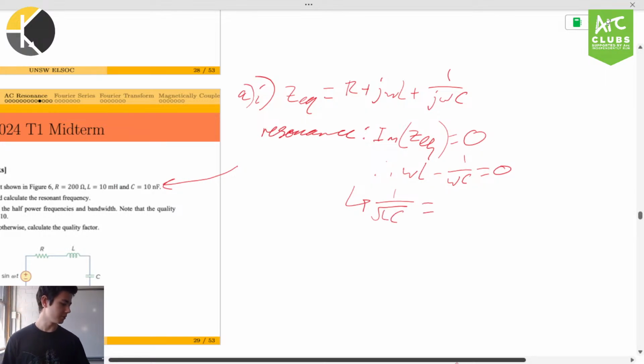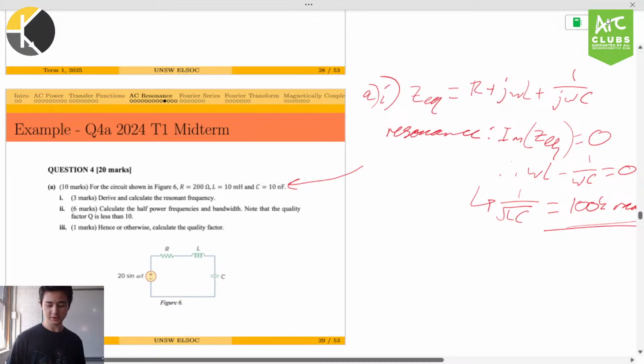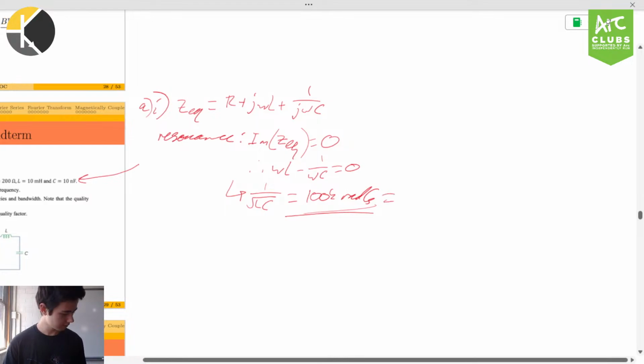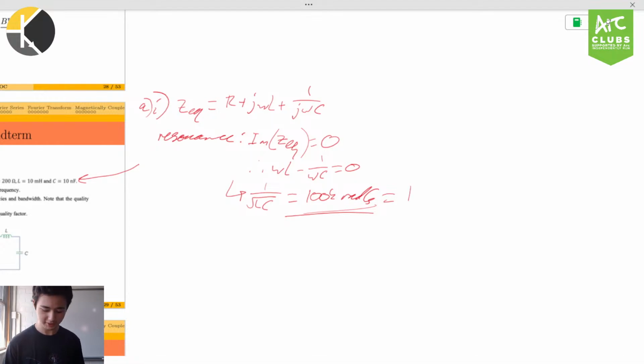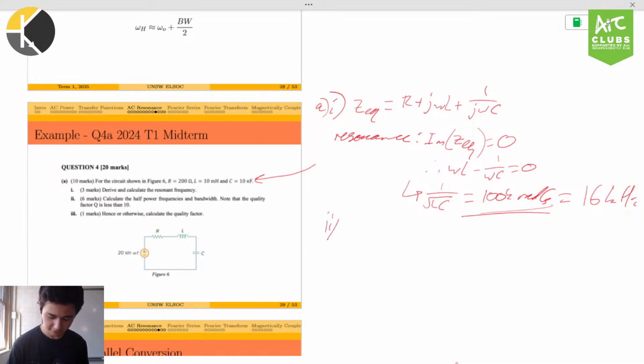What this equals, if we take a quick peek at my previous working, should be like 100k radians per second. Quick note: radians per second, we're working with omega right here, which is very easy to mistake for frequency. Just make sure you keep your units consistent and you'll be happy. If you double check against your previous lab, when you divide 100 by 2 pi, you get something like 16 kilohertz-ish. All right, that's part 1. Bam, that's a very nice 3 marks that they've gifted us.